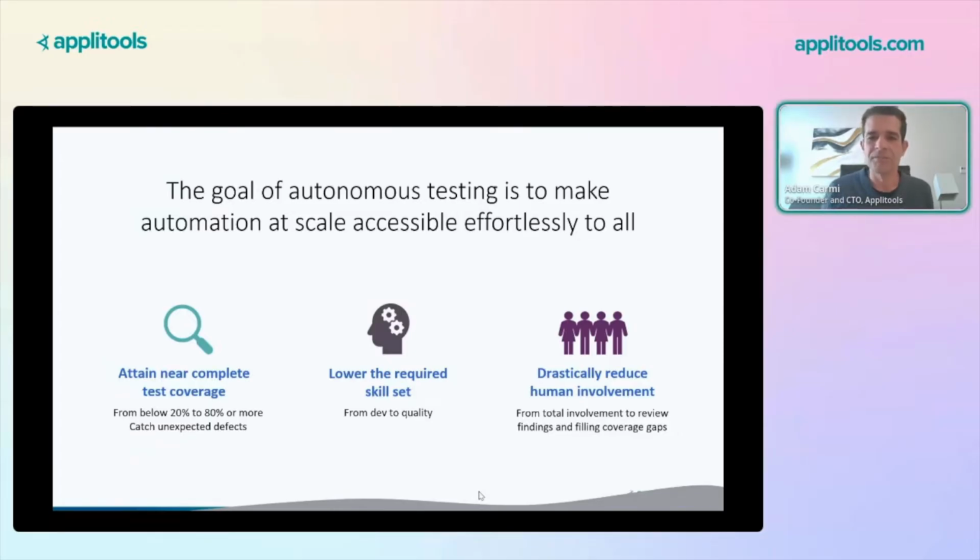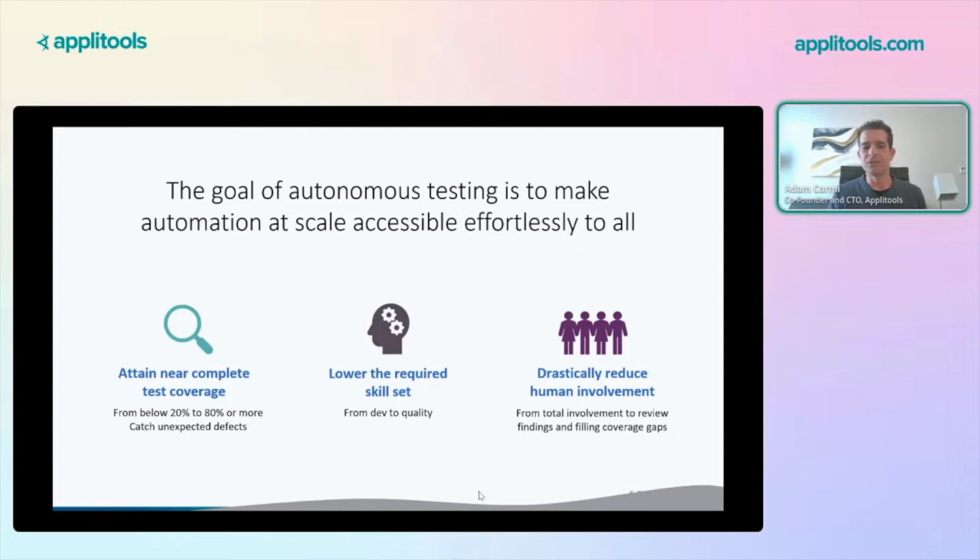Now, the goal of autonomous testing, at least as we define it at Applitools, is not to get us all out of a job as quality practitioners, but actually to make automation at scale accessible effortlessly to all. And in order to do that, the tool or the platform needs to be able to attain near complete test coverage, taking teams from below 20% automated coverage, where most teams are at today, to 80% or more. The tool needs to be able to find and catch unexpected defects and not just expected ones.